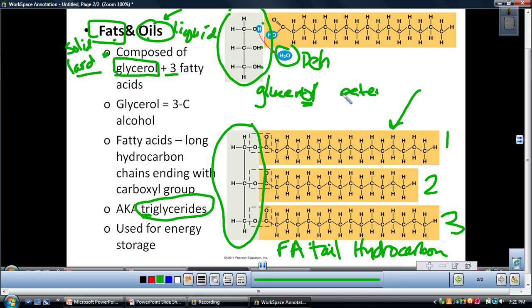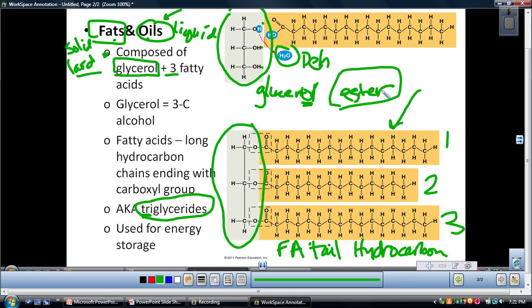Okay, let me write that so you can see it. E-S-T-E-R. It's an ester linkage. So it's kind of like what we talked about with a carbohydrate, how there was a glycosidic linkage between two monosaccharides. It's a different name for a different group, but it still means dehydration synthesis forming a covalent bond in one of our biomolecule groups.